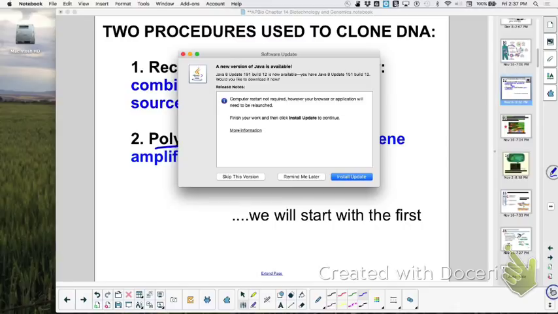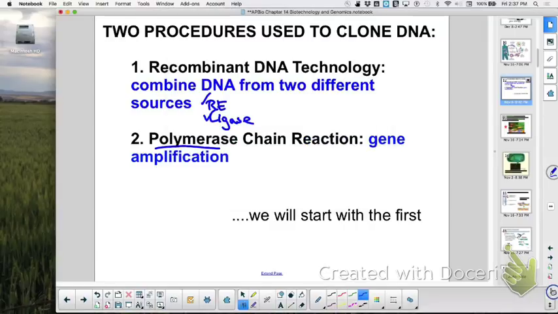Do you remember what an RFLP is? Yes, RFLP. Restriction fragment length polymorphism. Restriction for cutting. We cut the DNA into fragments of different lengths. Polymorphism, there are many different sizes, and that would be specific to that individual. That's like your DNA fingerprint.